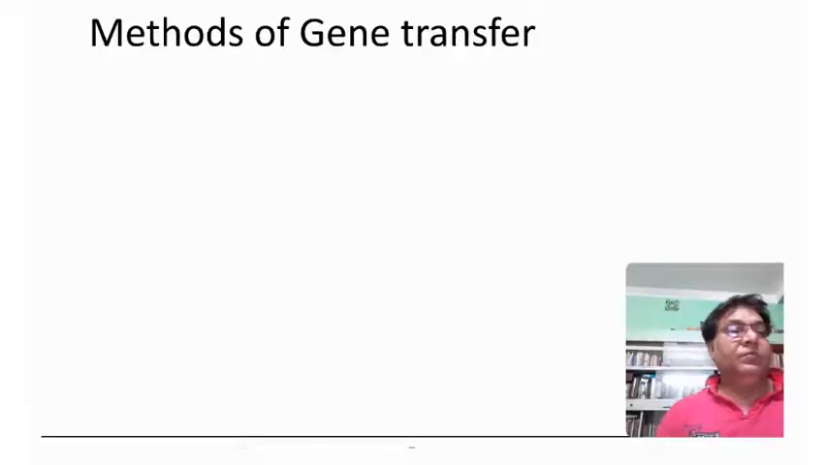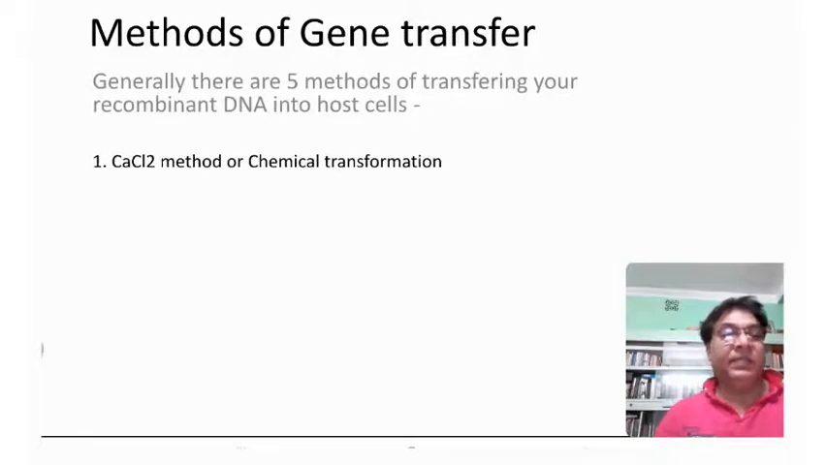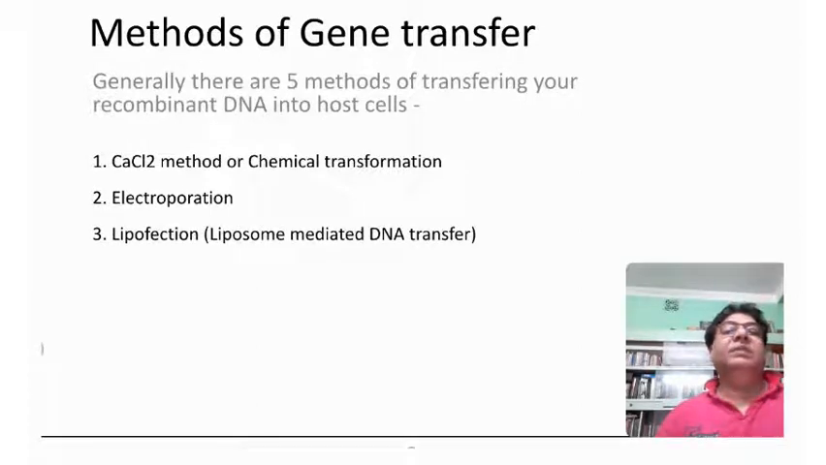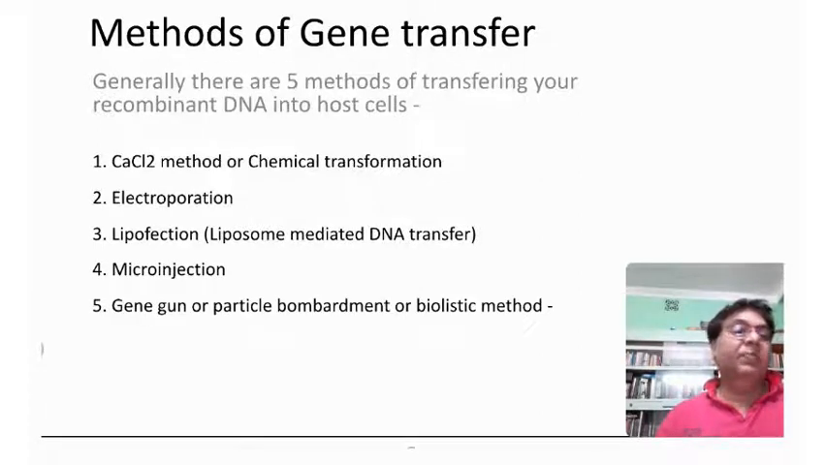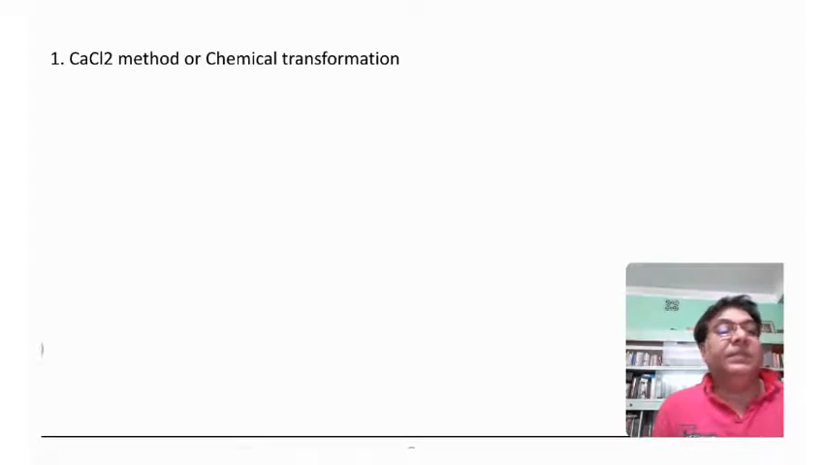So there are 5 general methods of DNA transfer in bacterial cells as well as other cells. The first one is the calcium chloride method or chemical transformation method. Then there is electroporation. Then there is lipofection, which is basically liposome-mediated DNA transfer. Then microinjection, and there is the gene gun or particle bombardment system or biolistic method for DNA transfer, particularly in plant cells. Now let us talk about each of these methods one by one.